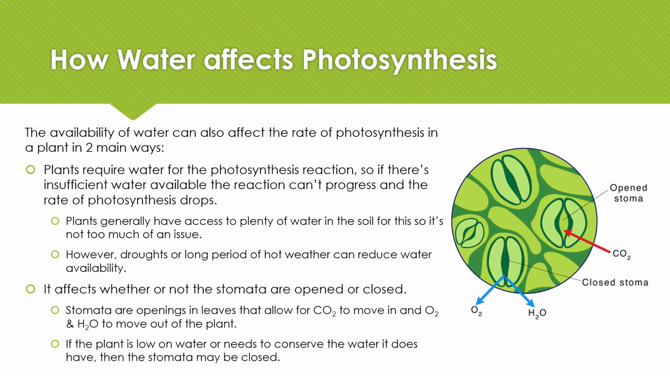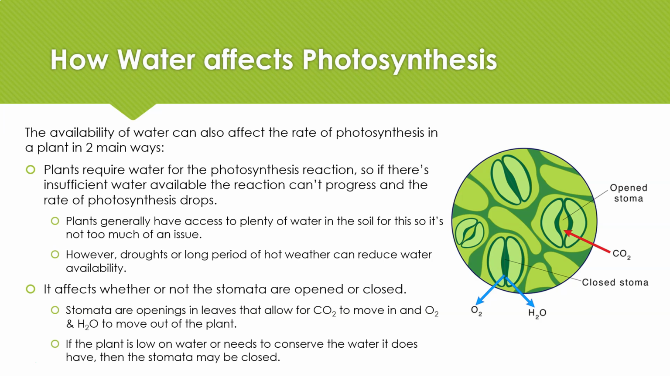Now, this is actually probably less common, particularly in nature, as to how water is going to have an impact. And that's because plants, for the most part, tend to have a lot of water that they've got access to in the soil, so it's not so much an issue. Now, obviously, droughts or long periods of hot weather can reduce the water availability, and therefore it can have an impact. But plants do also have certain mechanisms to help avoid themselves becoming dehydrated and losing too much water. So they generally try to keep sufficient water within them so that they can do the reactions that they need to do. So it tends to be less likely that water is going to become, say, a limiting factor compared to some of the other factors. That doesn't mean it can't, it just is a little bit less likely.